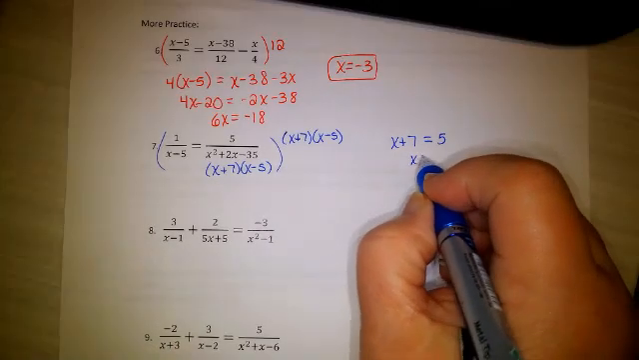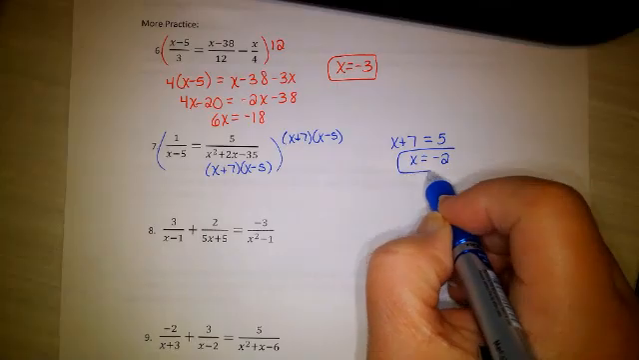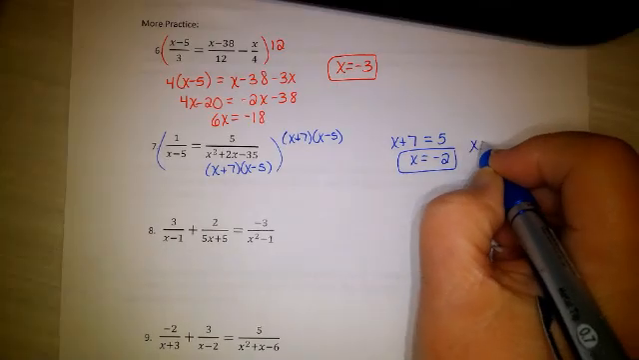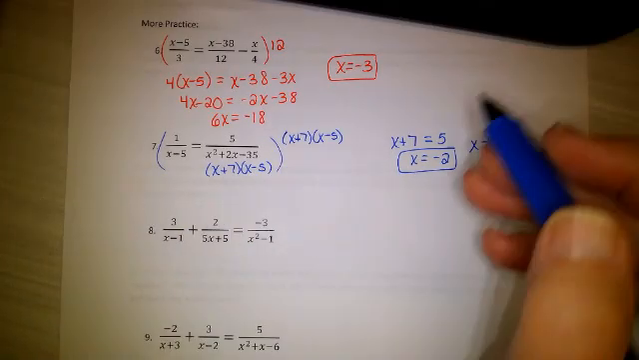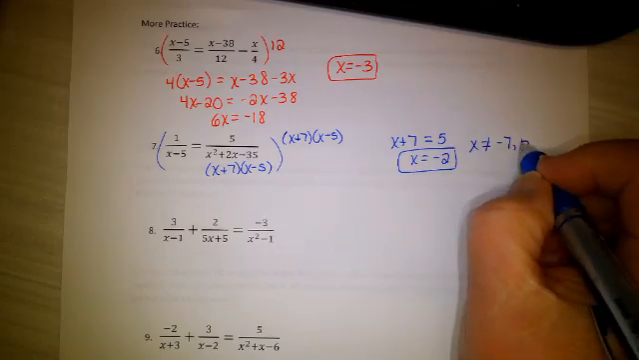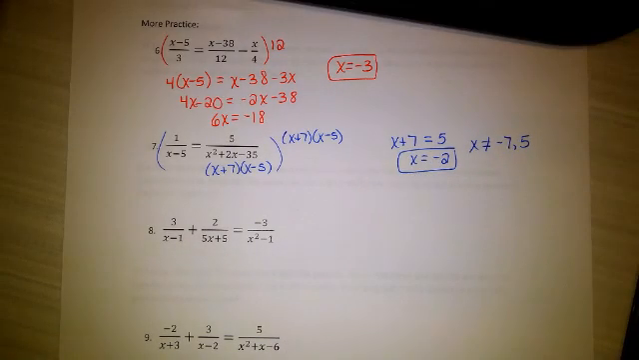Subtract 7 from both sides, and x is negative 2. Now my restricted values, whatever makes this denominator equal 0, are negative 7 and positive 5, which did not interfere with my solution.